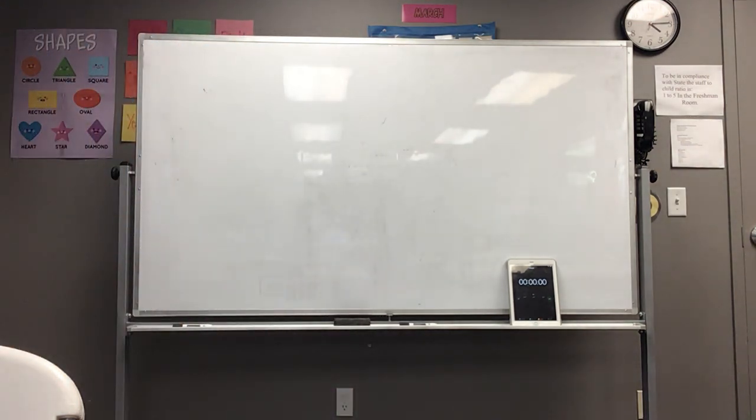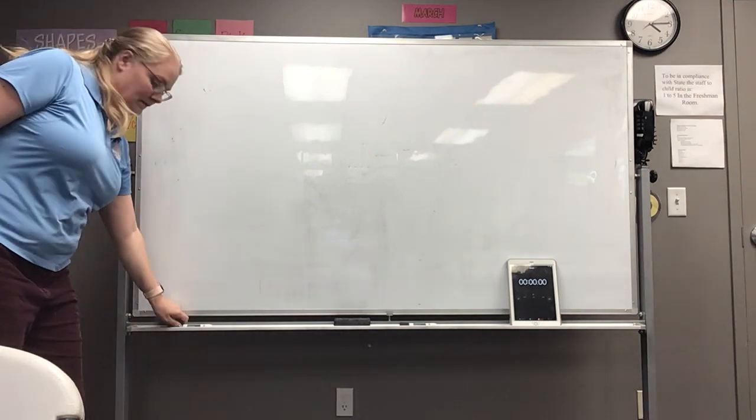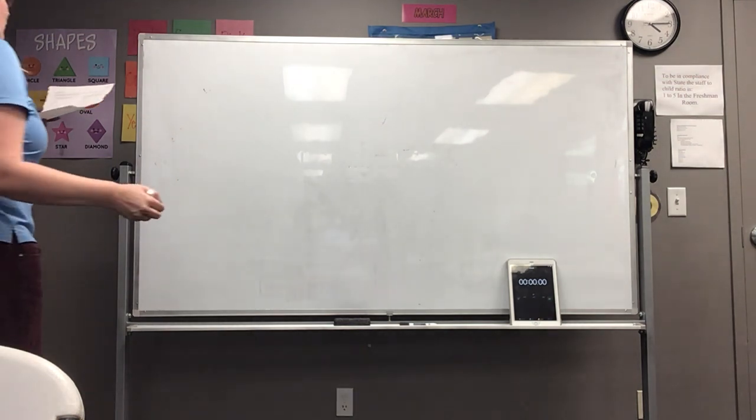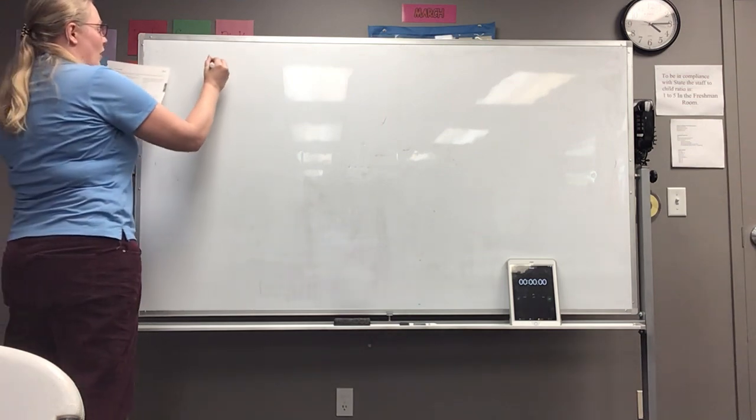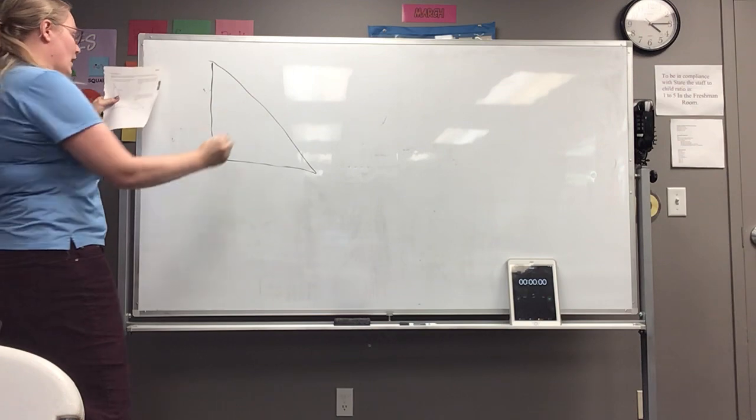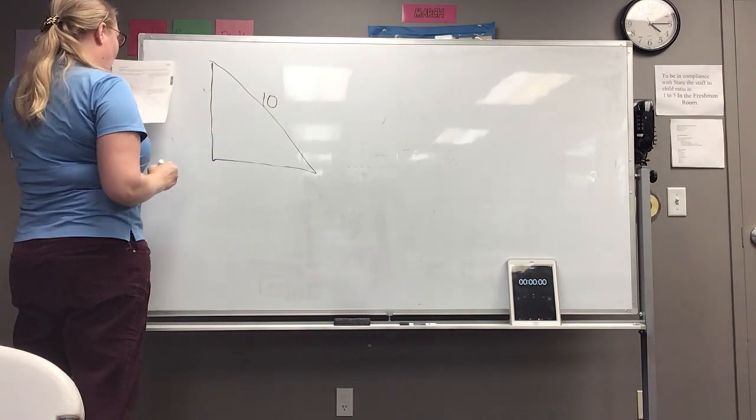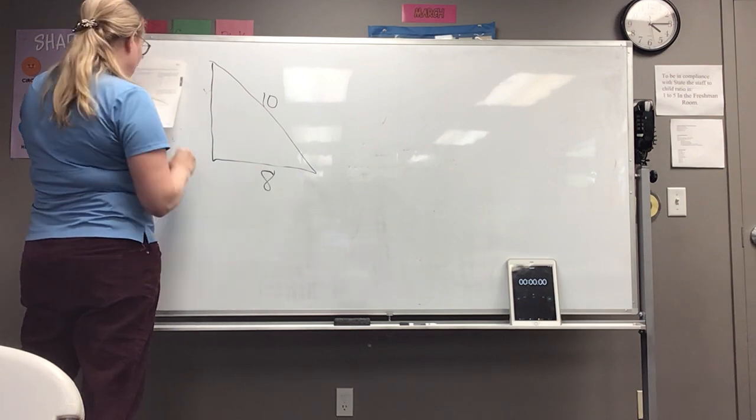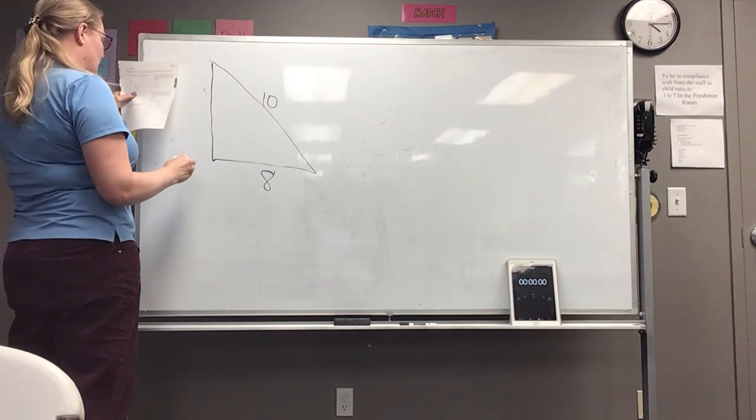All right. So I'm going to give you a lot of words, but just draw the picture. It says that a playground slide is 10 feet long, and the base of the slide is 8 feet from the base of the ladder. What is the height in feet of the ladder?